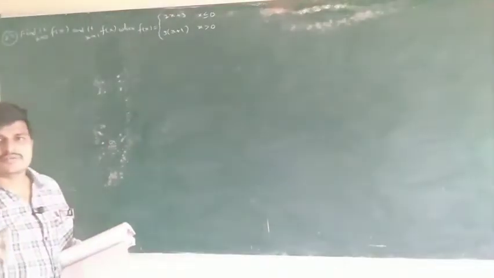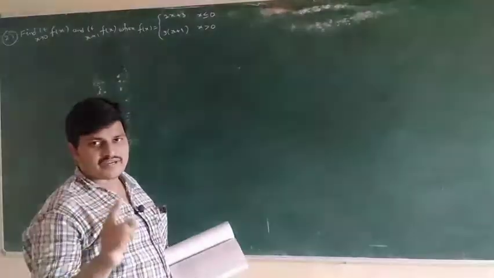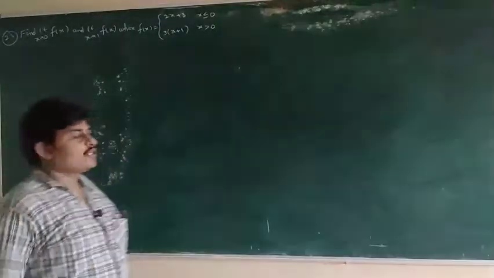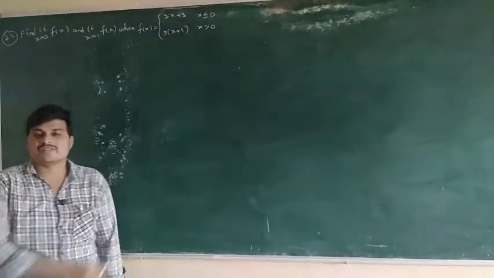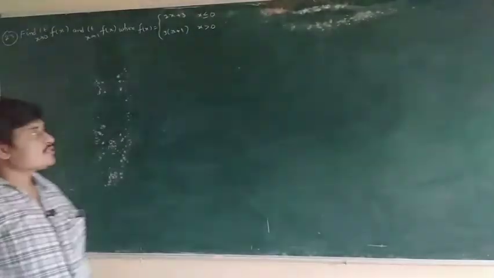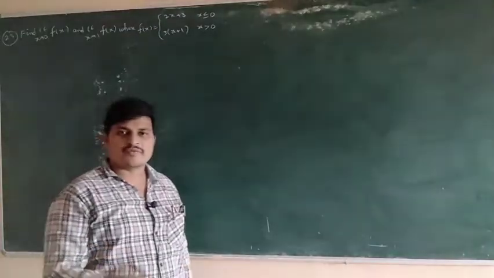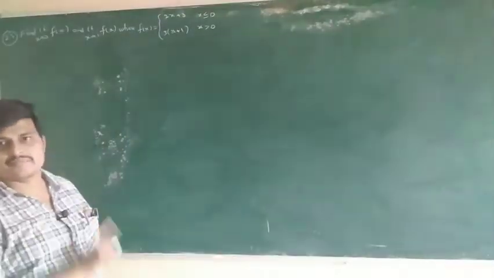Up to 22 problems, it was only a single limit, like limit x tends to 0, sin x by x, only a single function. So we have to find it directly. When the limit exists, limit x tends to 0, f of x is L, and L is an existing value. Here, how many functions are there in f of x? 2 functions. So in this type of problems, 2 or more functions are given.